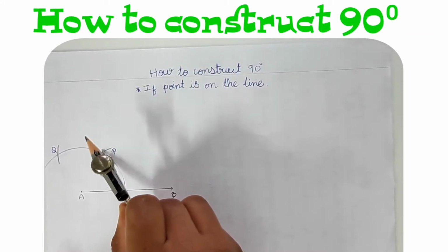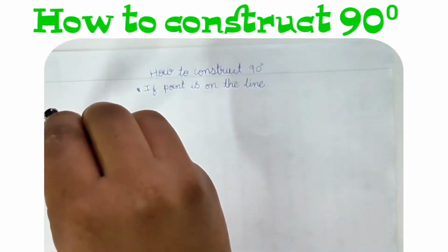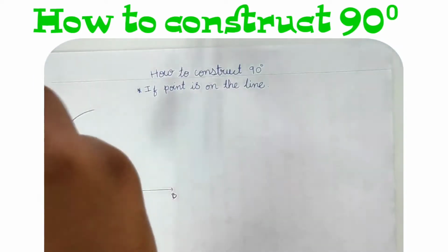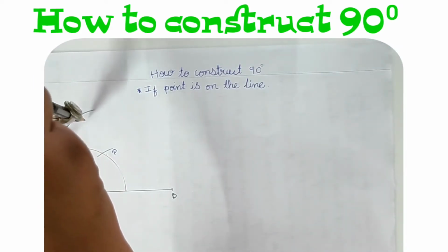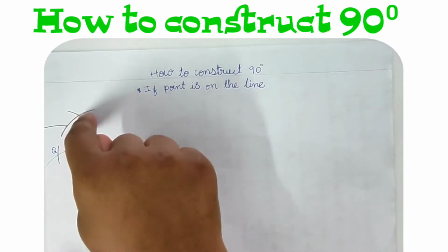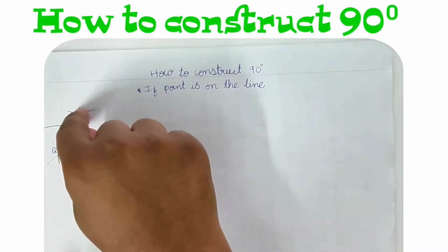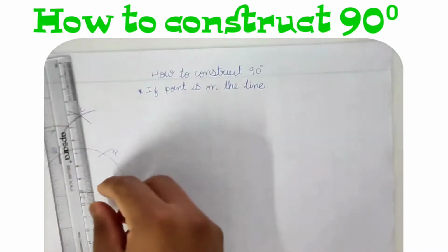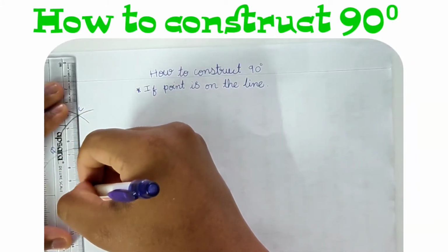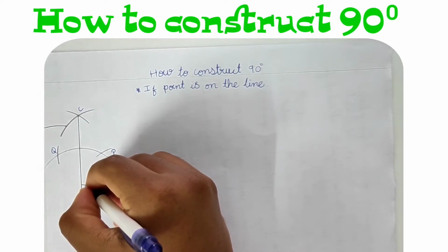from Q, draw an arc. From Q1, draw an arc. We get a point. Let's name this as C. Draw a line from C to A. We get an angle at A which is 90 degree.